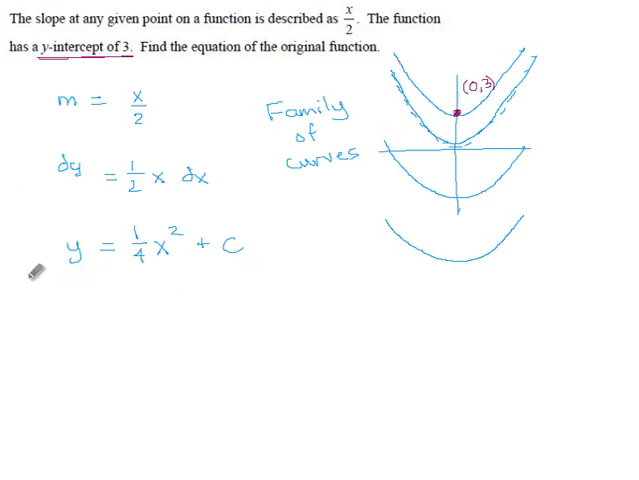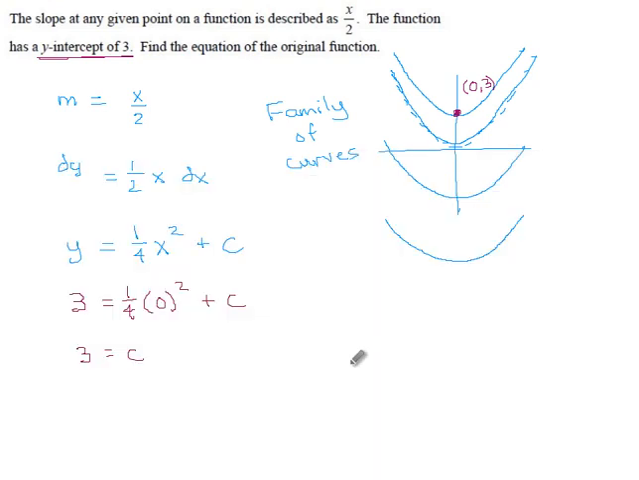Let's see what that does to our equation. y is 3. x is 0. c, guess what? You can't hide anymore. 0 squared is 0, times 1/4 is 0. 3 equals c. We got the value just like that.